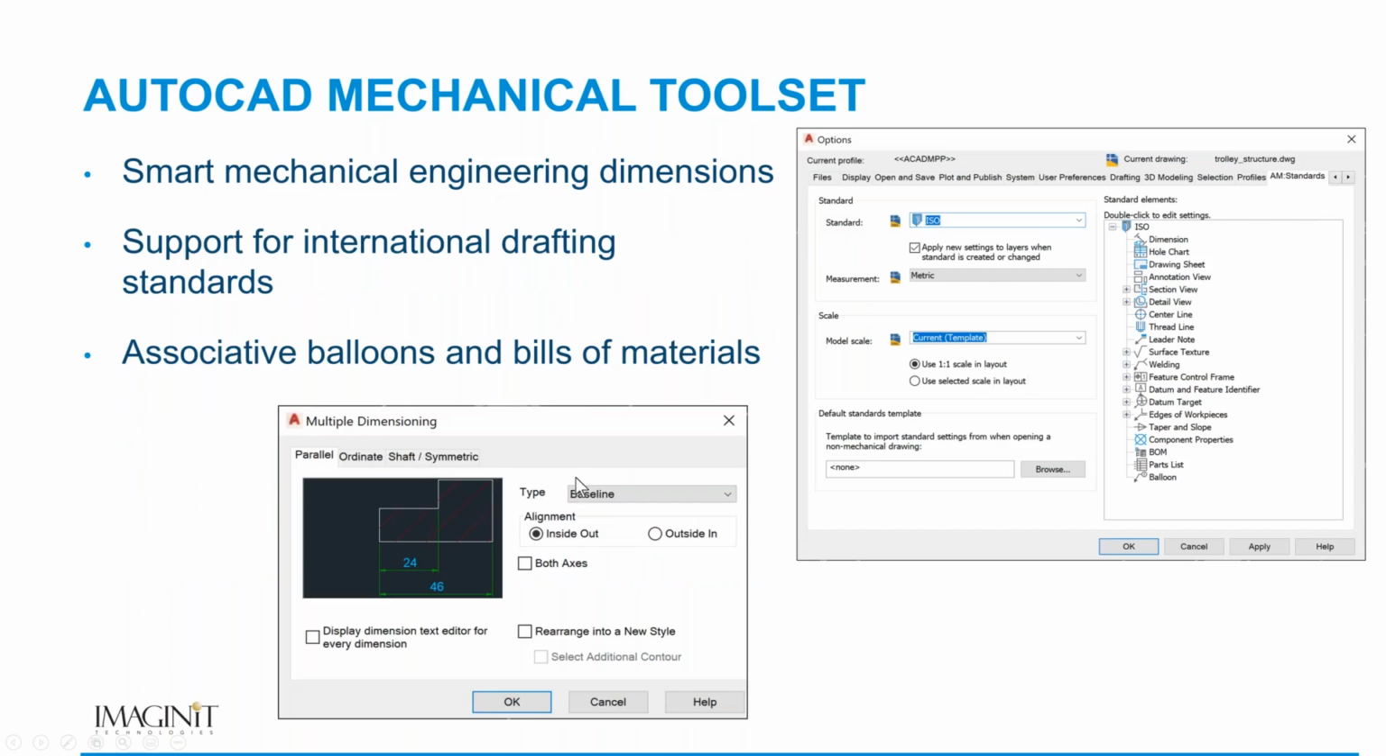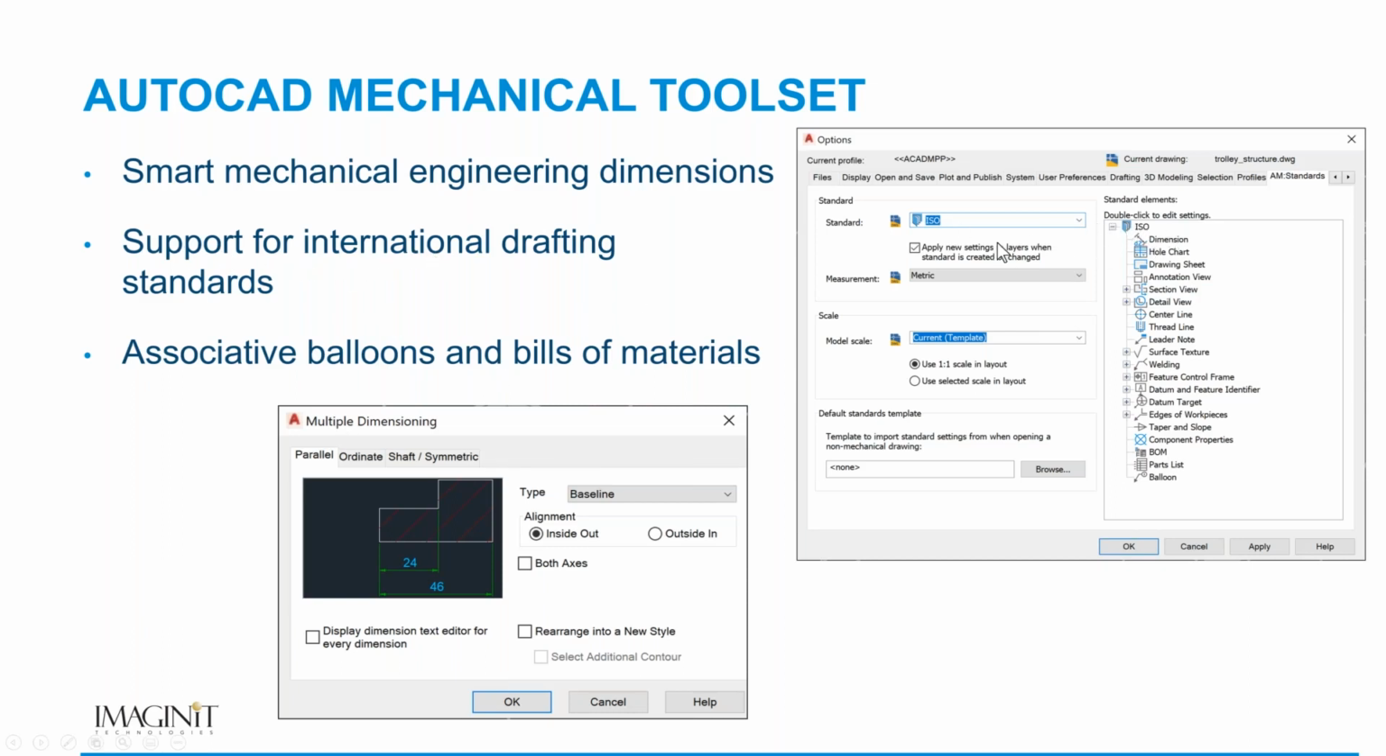So smart mechanical engineering dimensions look like this. When you do multiple dimensioning, you'll see that this is a greatly abbreviated dialog box. When you click OK and start clicking points, it's going to figure out what type of dimensions you're putting in and automatically do that. You're going to also see our support for international drafting standards.